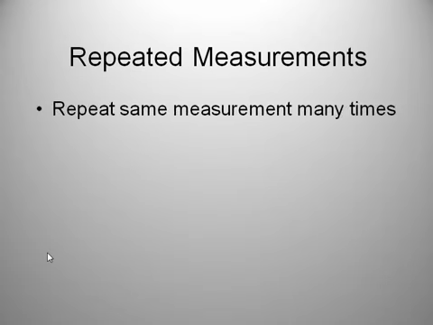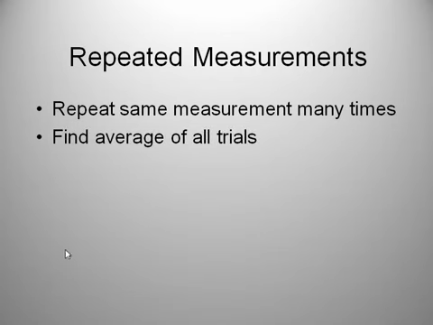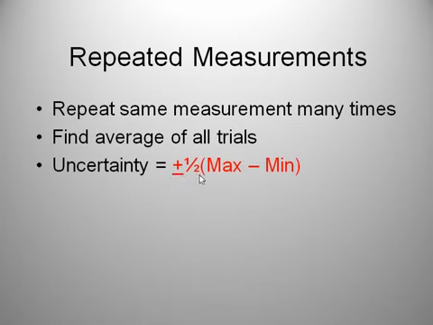Now, if you're taking measurements and doing multiple trials, so you're taking the same exact measurement under the same conditions multiple times, we have a different way of calculating uncertainty. What we're going to do is find the average of all your trials. And the uncertainty is going to be plus or minus 1/2 the range of your set of values. So you can have a maximum value for those trials, and you'll have a minimum. You take that range, and your uncertainty is plus or minus half of that range.